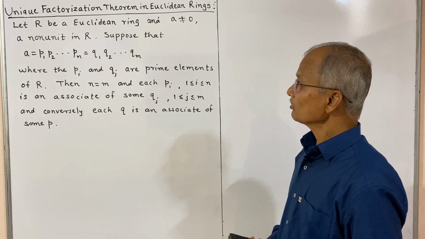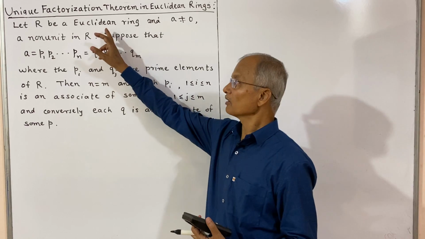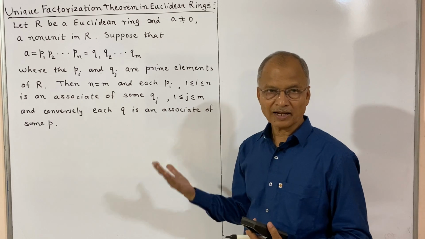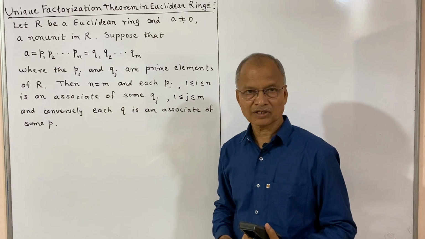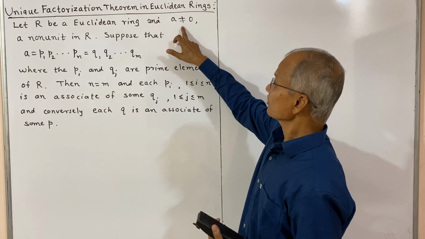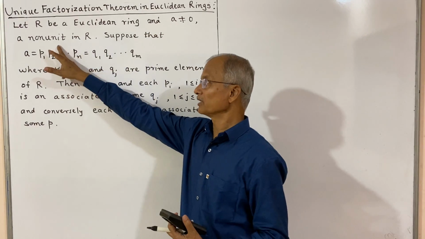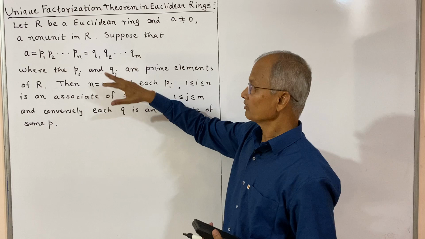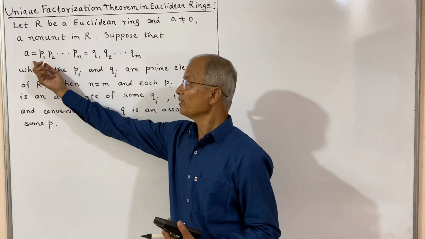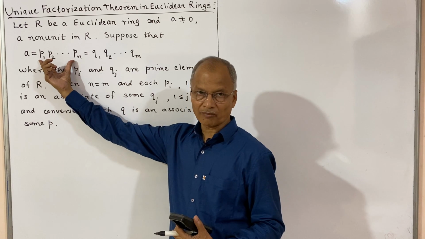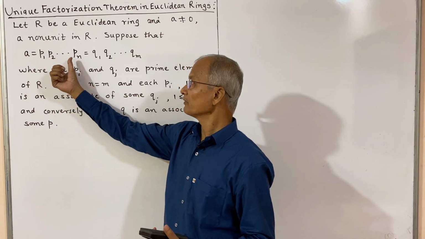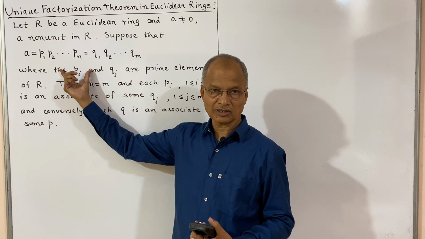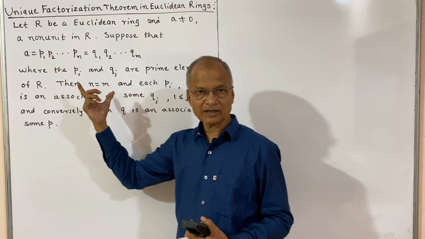Let R be a Euclidean ring. We have studied earlier the meaning of a Euclidean ring, having two properties: the D function defined, and the second property of the division algorithm. And A not equal to 0, non-zero and non-unit in R. We consider an element which is non-zero and non-unit. Suppose that this element A is expressed in this form. A is written as a product of these prime elements in two ways, and this also we have studied in our earlier lecture, and that theorem was the factorization theorem.